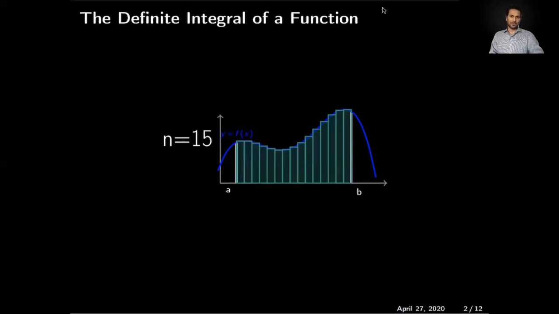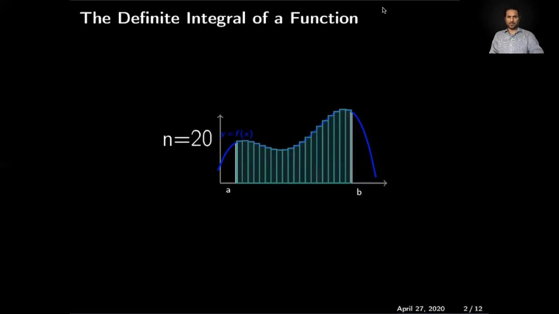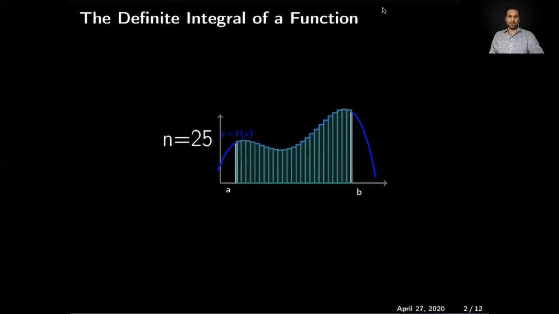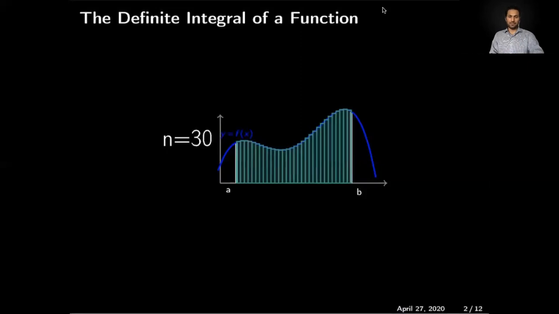n equal to 15 is a much better approximation than n equal to 10, and 20 is better than 15. 25 is even better, and 35 is very close to the exact area. And then we observe the exact area under the graph of the function.